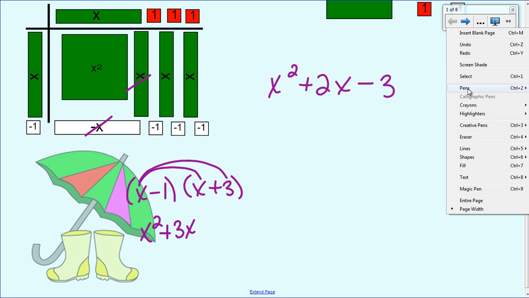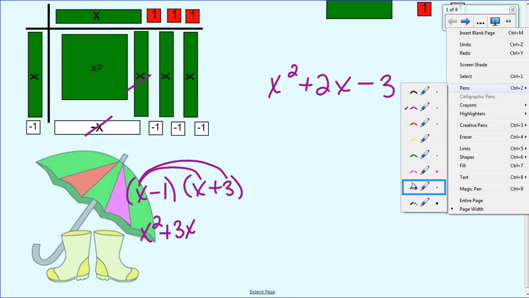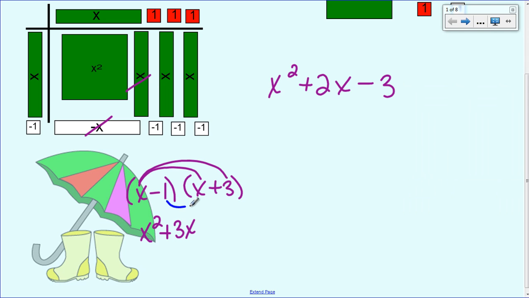Then I'm going to distribute again right here, and I'm going to do negative 1 times x, which makes negative x. And then I'm going to do negative 1 times 3, which makes minus 3. And then what should happen, if you are doing this correctly, these two terms in the middle should be combinable. They should be like terms. I should be able to put them together. And so I end up with x squared, 3x minus x makes 2x, minus 3.